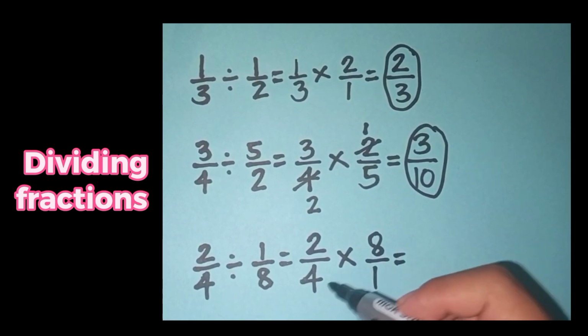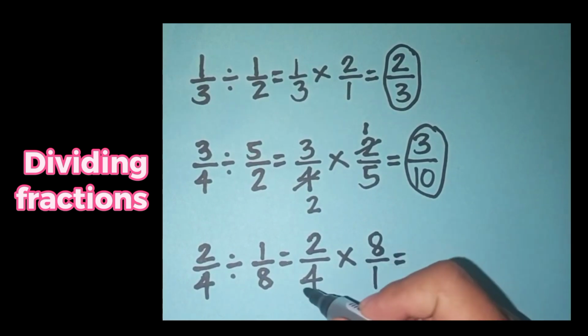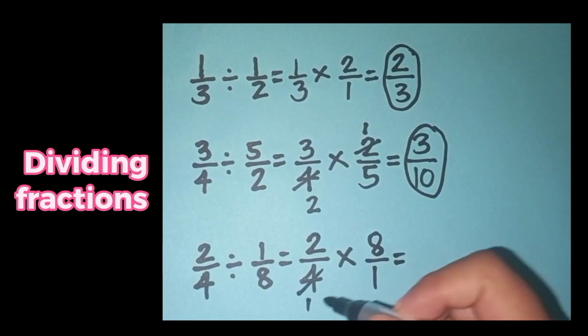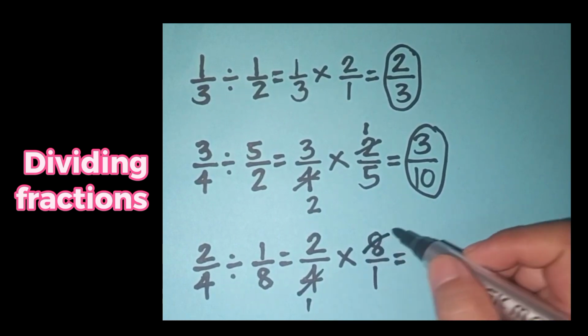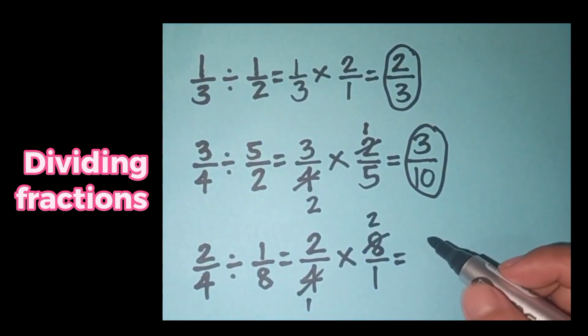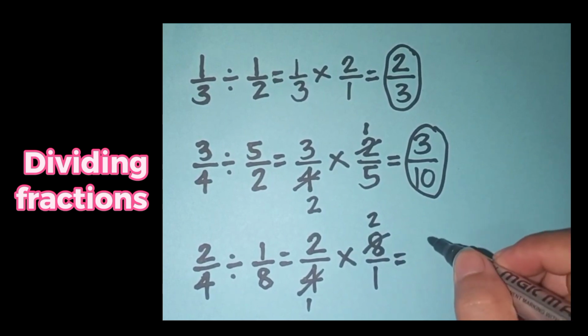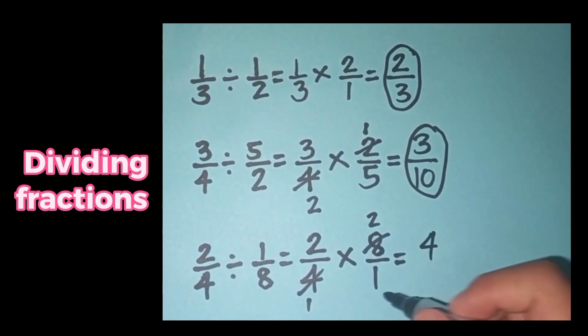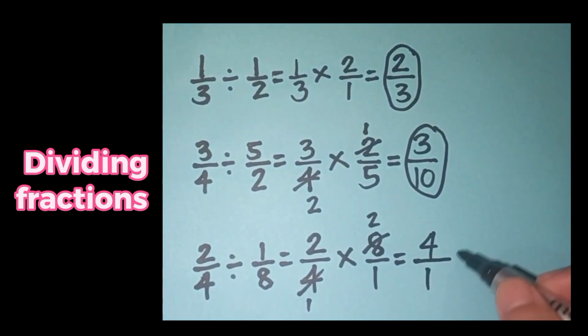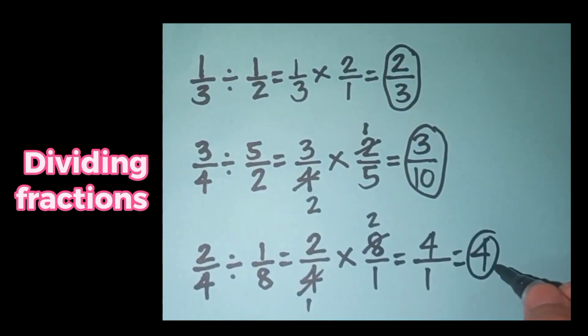And as you can see, between 4 and 8, we have the GCF, which is 4. So how many 4 in 4? That is 1. How many 4 in 8? That is 2. Then we multiply numerator to numerator. 2 times 2, that is 4. 1 times 1, that is 1. 4 divided by 1, that is 4. So 2/4 divided by 1/8 is equal to 4.